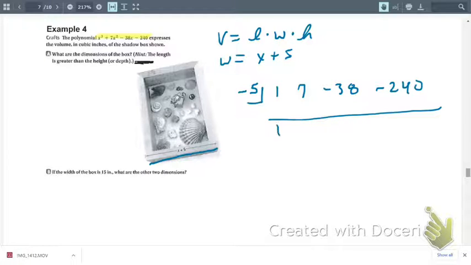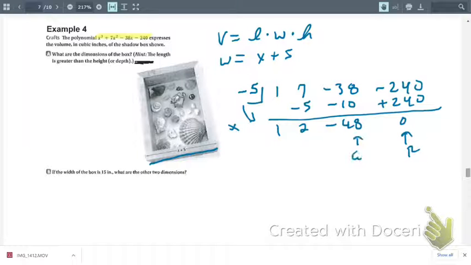Draw my line. You bring down the first number, so that's a 1, and then remember we multiply here. Negative 5 times 1 is a negative 5, and then we add 7 and negative 5. That's going to give us 2. Multiply negative 5 and 2, it's going to give us negative 10. Add negative 38 and negative 10 to get negative 48. Multiply negative 5 times negative 48, and you're going to get a positive 240. A negative 240 plus 240 is 0. So this is your remainder. That right there is your constant.